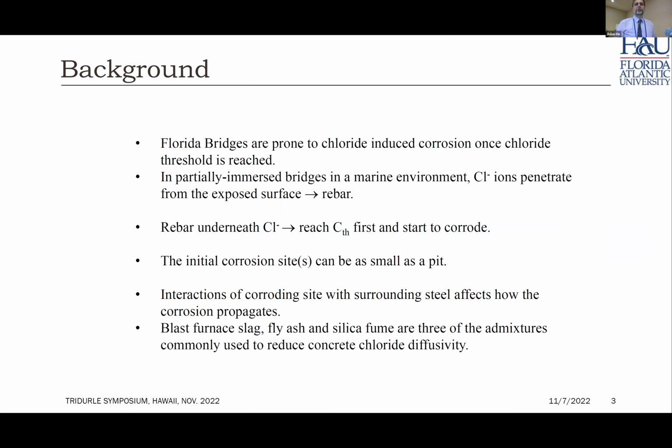In partially immersed bridges in a marine environment, these ions penetrate from the exposed surface to the rebar, eventually causing so much corrosion that there is pitting, and in addition, there is going to be spalling. So there are techniques to prevent that, but Dr. Preswell will cover them in more detail later.